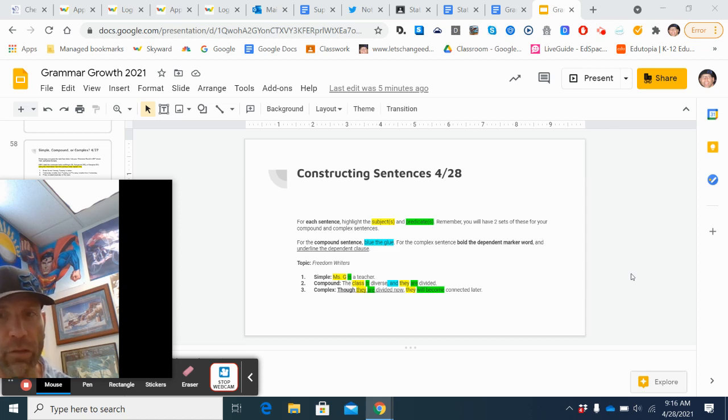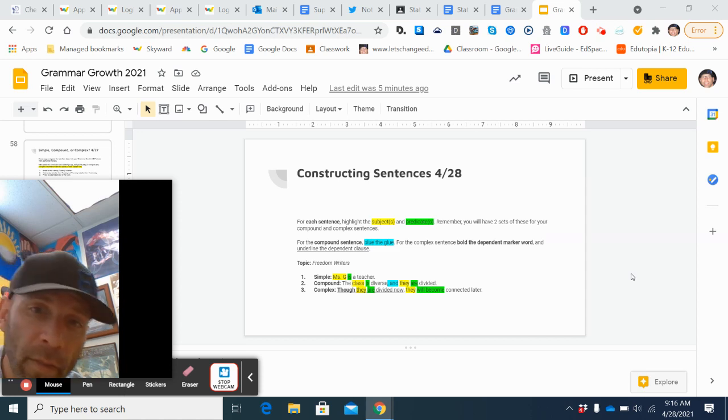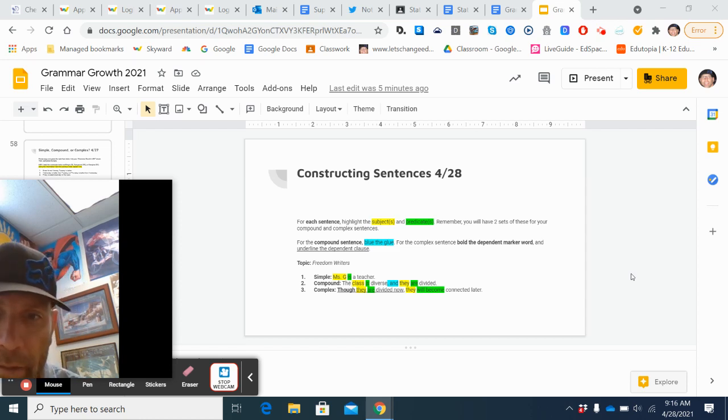To have a complex sentence though, I have to attach my dependent clause to an independent clause, which is they will become connected later, all right? It has a sub, it has a pred, all right? And it, unlike its DC partner here, can stand alone. I can say they will become connected later. All right. So with that, hopefully you had some success constructing sentences today.